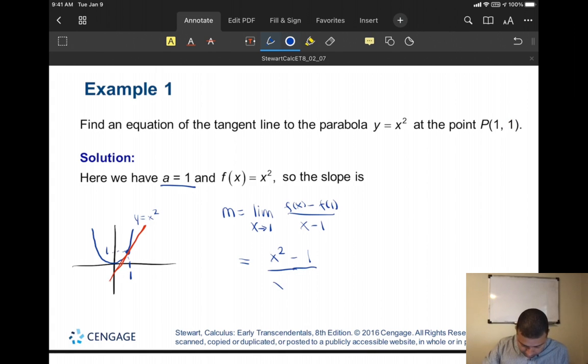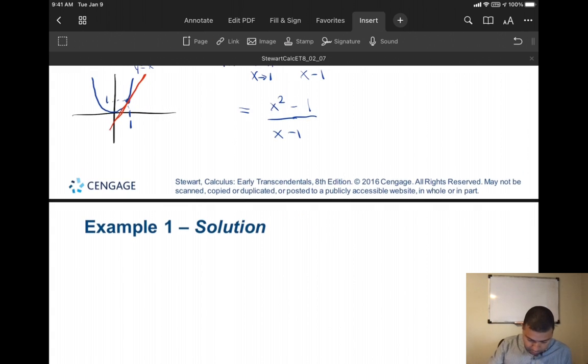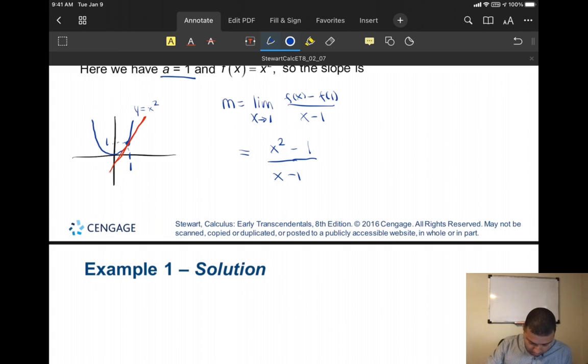And the bottom is just x minus 1. Add a page. Do I have space here? Yeah, I have space. Don't need to add a page. So this is the limit. Sorry, I forgot to write the limit. So it's the limit as x approaches 1. You have to write it always.